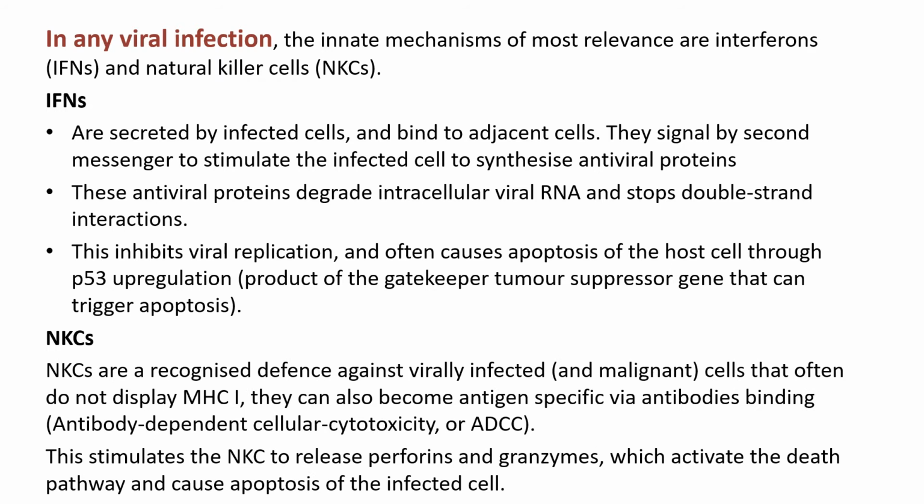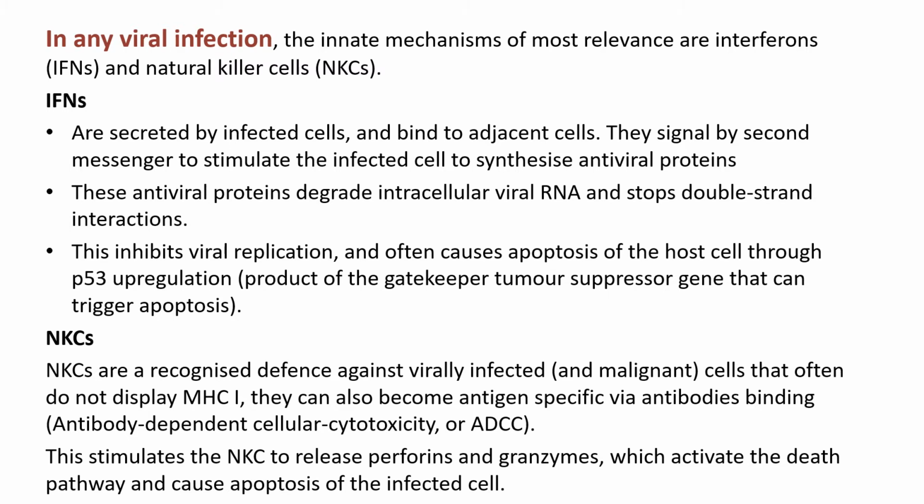Natural killer cells are a really well recognised defence against virally infected and incidentally malignant cells, because these cells don't usually display MHC1. And if you remember, when we first talked about natural killer cells, we talked about them operating within the innate response, and we talked about them having these two receptors. One binds, the other one is looking for host cell MHC1. If they don't find the host cell MHC1, they then release perforins and granzymes to kill that cell.